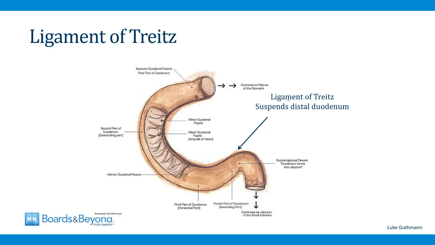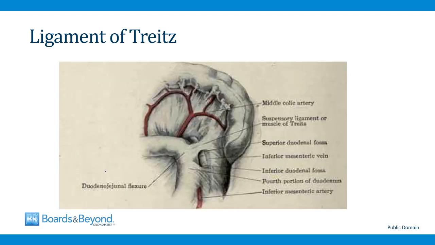So this is a picture of the duodenum, and the ligament of Treitz suspends the distal duodenum. It attaches to this portion here. So a bleeding source proximal to this will cause symptoms of upper GI bleeding. A bleeding source distal to this will cause symptoms of lower GI bleeding. And here's another drawing just to show you the ligament of Treitz right here. It attaches to the distal duodenum and suspends it to the mesentery.